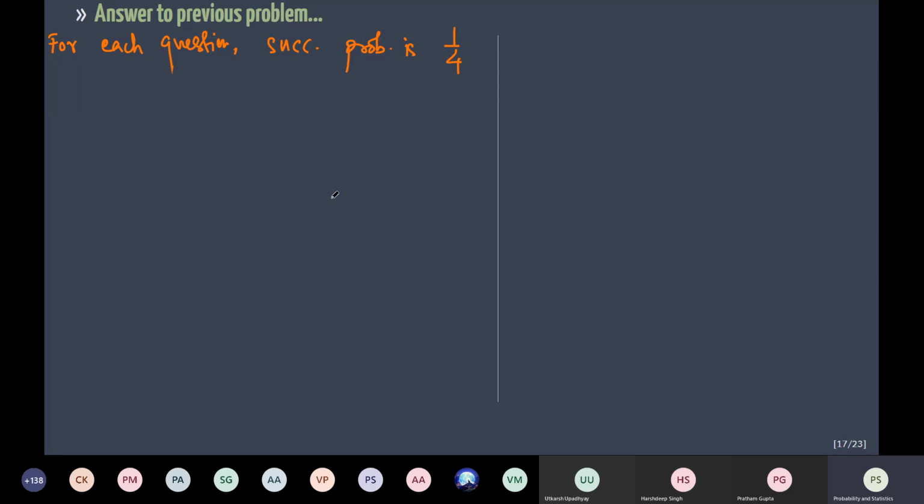We have seen this before. Binomial is nothing but the sum of independent Bernoulli trials, so let us invoke those things here. We perform 10 independent Bernoulli trials. Why 10? Because there are 10 random questions that you are not sure about. 10 independent Bernoulli trials with the parameter 1 over 4. That's the success probability.